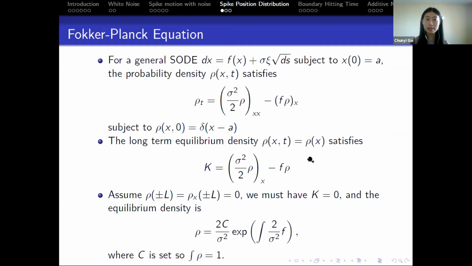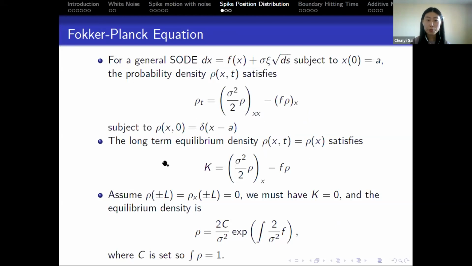After we get the stochastic ODE of the spec motion, we can look for the distribution of spec positions. This can be obtained by solving the corresponding Fokker-Planck equation. For this problem, we start by considering the general case, and we denote rho(x,t) as the probability that the spec is at position x and time t. Then the probability density satisfies this Fokker-Planck equation with the initial condition rho at x0 being a delta function.